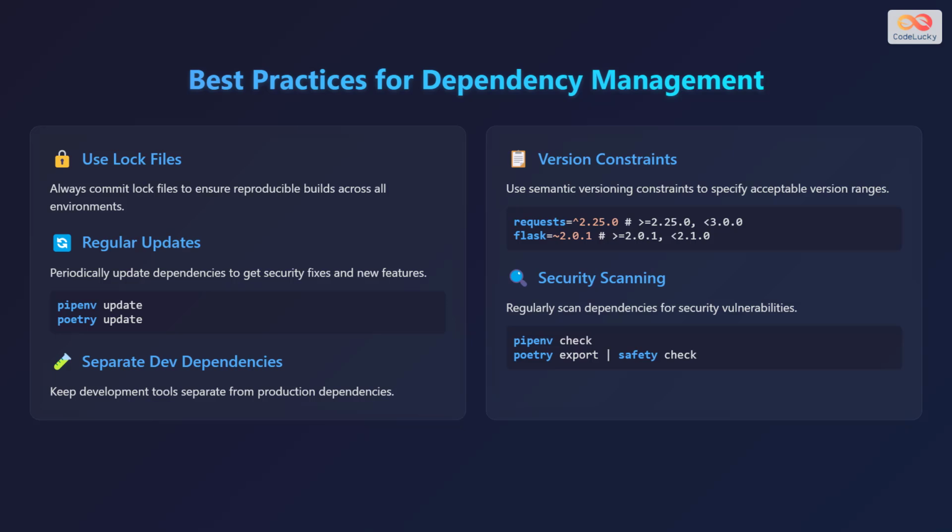Use semantic versioning constraints to specify acceptable version ranges, such as requests = "^2.25.0", which means greater than or equal to 2.25.0, but less than 3.0.0, or Flask = "~2.0.1", which means greater than or equal to 2.0.1, but less than 2.1.0. Regularly scan dependencies for security vulnerabilities, using pipenv check or poetry export | safety check.